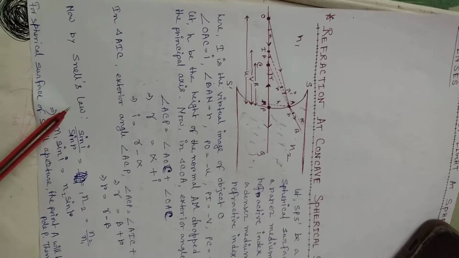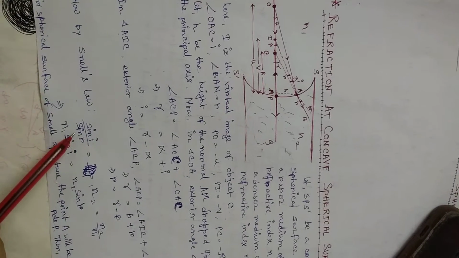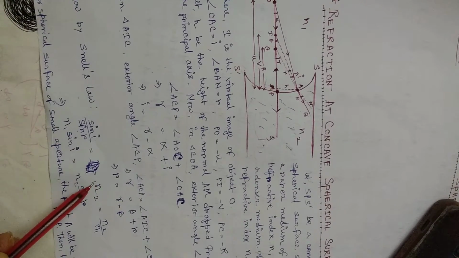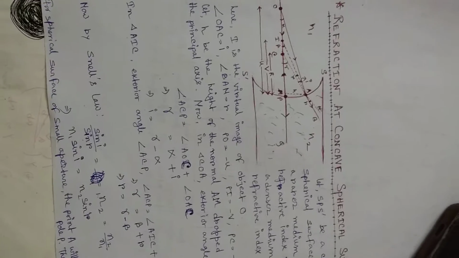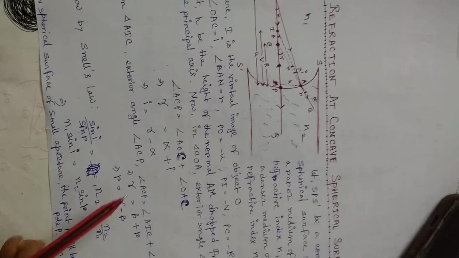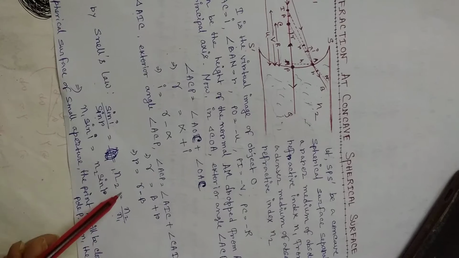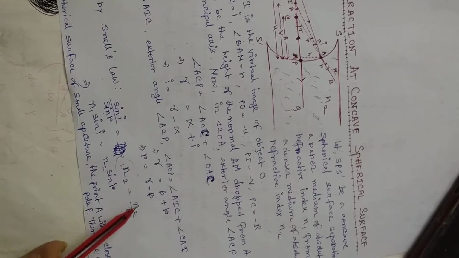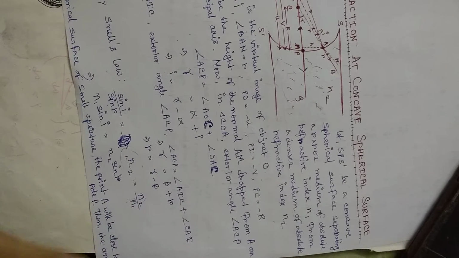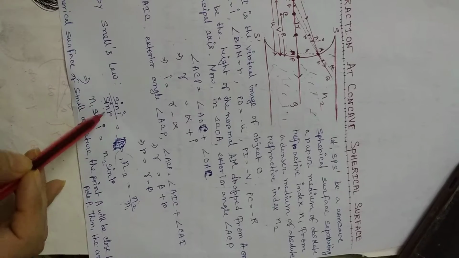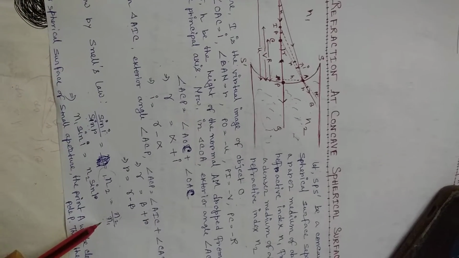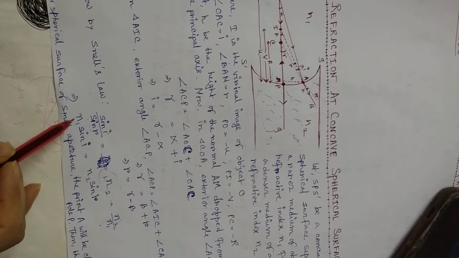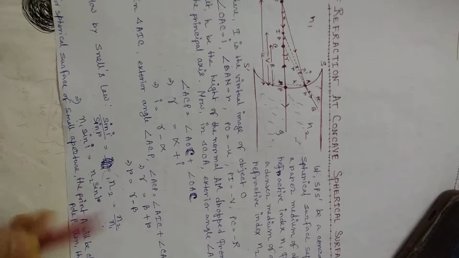Now from Snell's law we know sine I by sine R equals n, the refractive index of the second medium with respect to the first medium. That means n2 by n1. This is the relative refractive index and these are the absolute refractive indices. So after cross multiplying we will get n1 sin I equals n2 sin R.